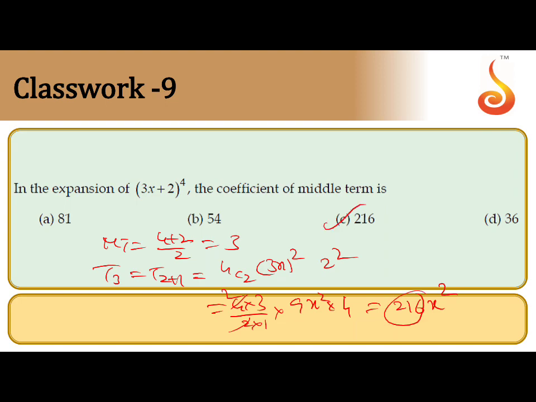Understand here? 6 into 4, 24, into 9: 24 into 9 is 216. The answer is 216 x square. The coefficient of the middle term is 216. I hope you understand. The maximum they will ask are questions on the middle term, coefficient of something, and the constant term. Those are the questions.